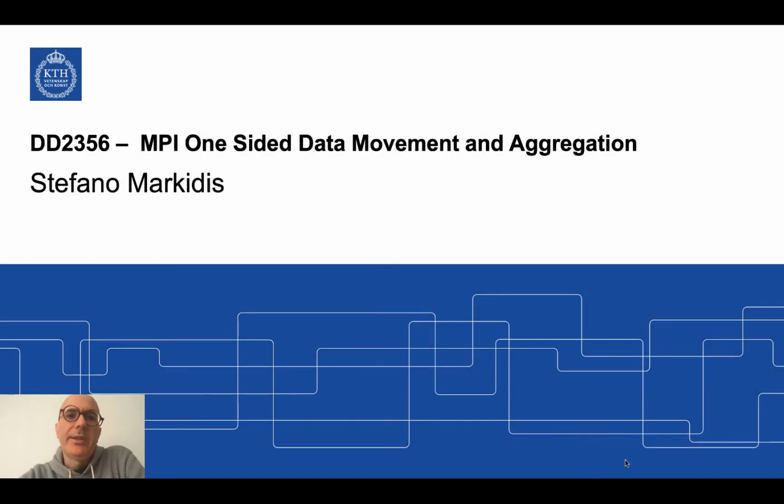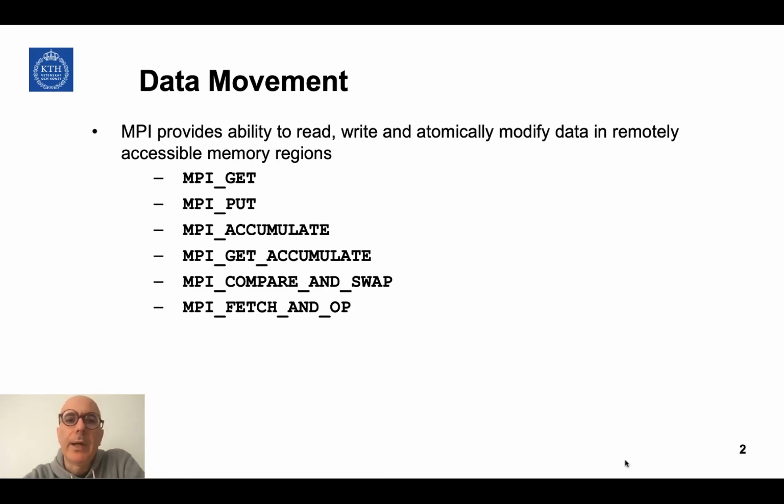Hi, welcome back. In this lecture, I'm going to continue talking about MPI one-sided communication, and particularly, I'm going to look at the data movement and aggregation in MPI one-sided. MPI provides the ability to read, write, and atomically modify data in remotely accessible memory regions. We have MPI_Get, basically to read from an MPI window. We have MPI_Put, to write to an MPI window. And then we have a set of operations to do reduction and aggregation operations. So we have MPI_Accumulate, MPI_Get_accumulate, MPI_Compare_and_swap, and MPI_Fetch_and_op.